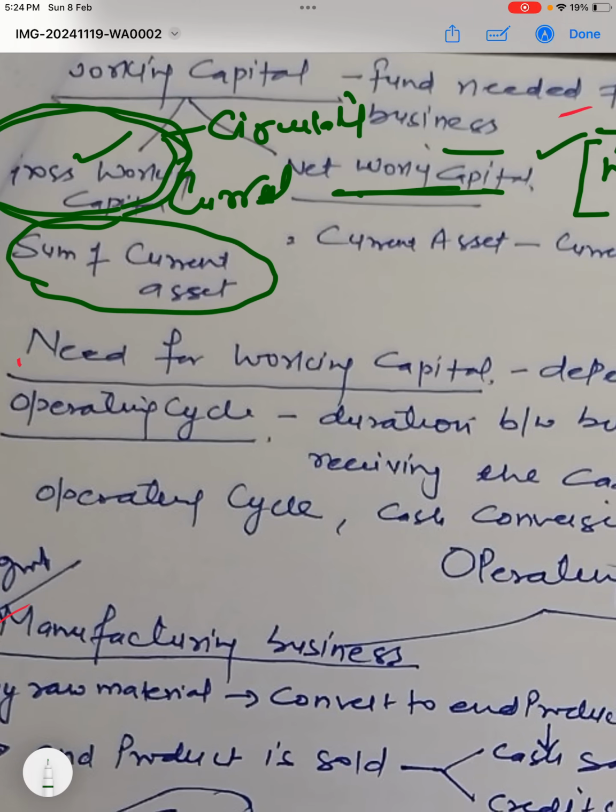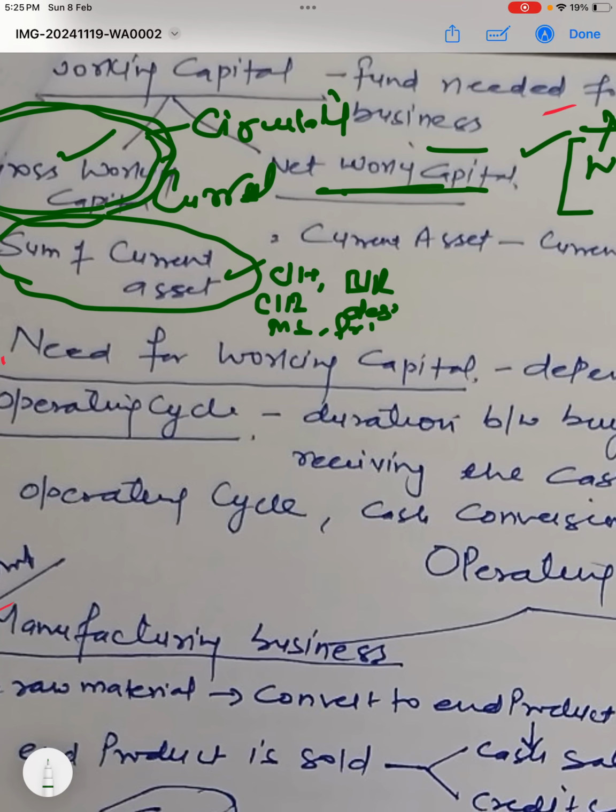Now what is the meaning of current assets? There are two types of assets: fixed assets and current assets. Those assets which stay in the business for a long period of time are fixed assets. Those assets which can be converted into cash within a period of 1 year are called current assets. For example, cash in hand, cash at bank, marketable securities, bills receivable, debtors, prepaid expenses, inventory, which is stock, and short term investment. Class 12, if it is written only investment, then that is long term. If it is a current asset, it will be mentioned as short term.